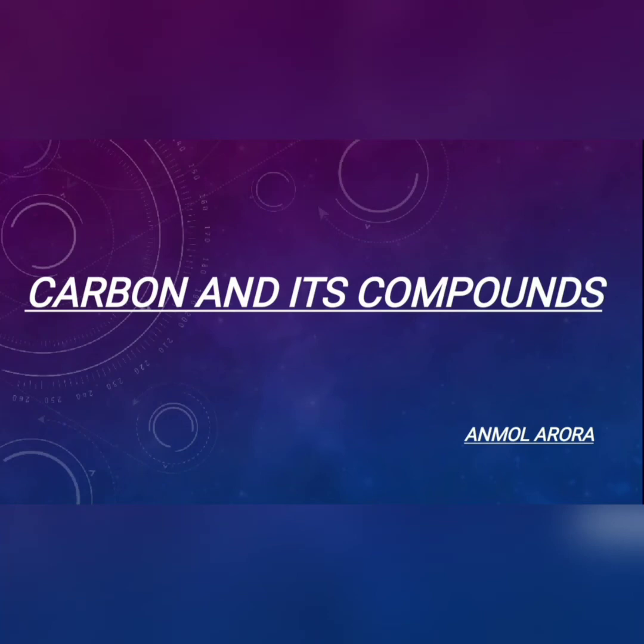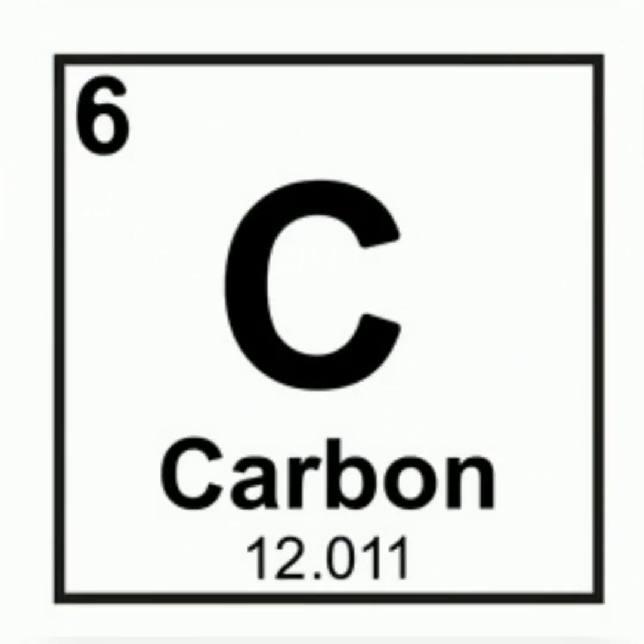Today we are going to start with a very interesting topic, that is carbon and its compounds. Firstly, we will learn about carbon. So carbon is a chemical element having atomic number 6 and mass number 12. The atomic number indicates two things, that is the number of electrons as well as the number of protons present in an atom. Here in carbon there are 6 electrons as well as 6 protons.